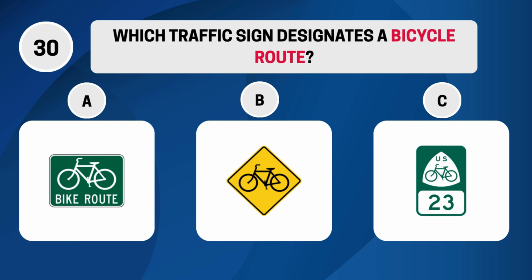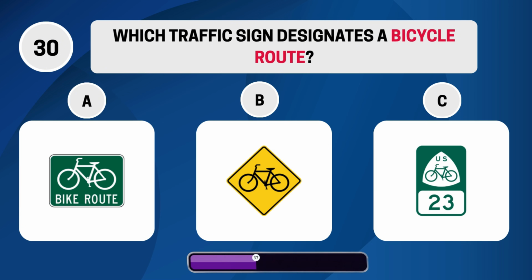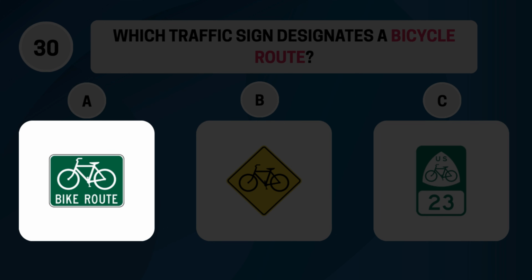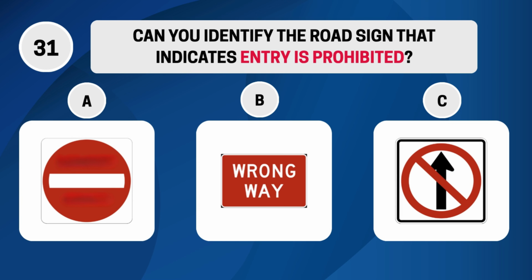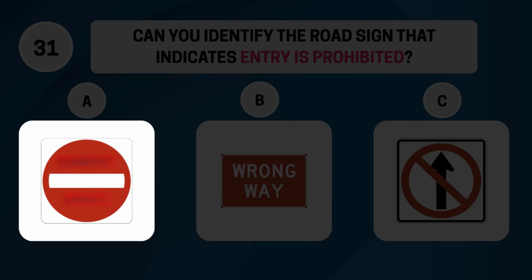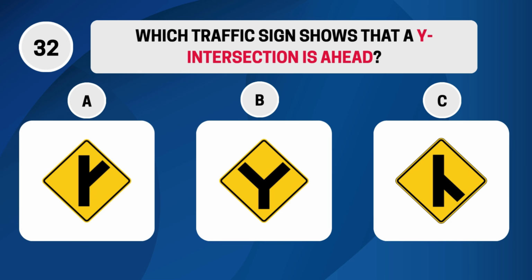Which traffic sign designates a bicycle route? Can you identify the road sign that indicates entry is prohibited? Which traffic sign shows that a Y intersection is ahead?